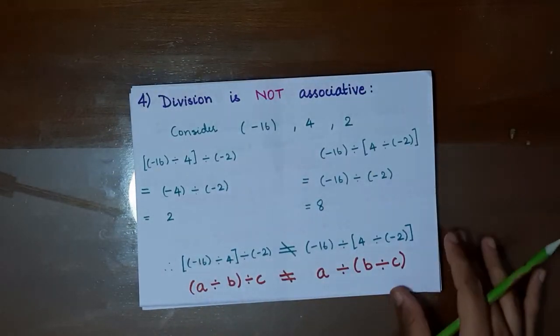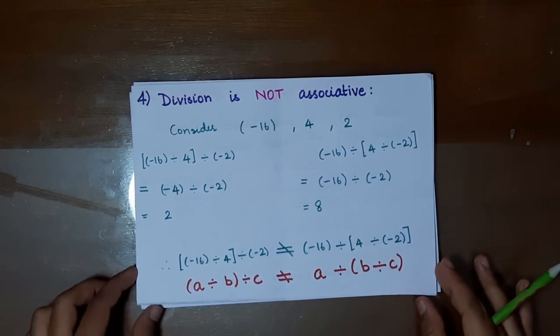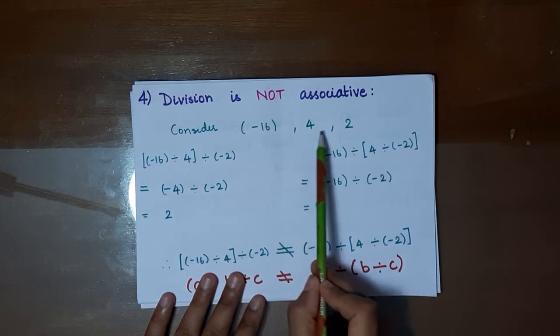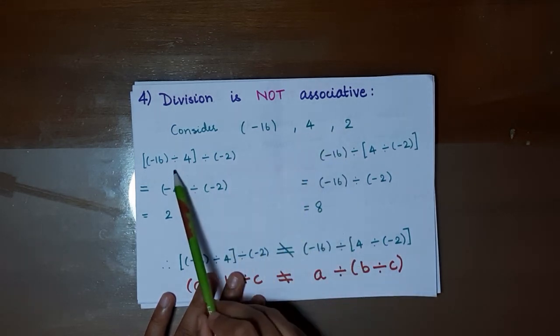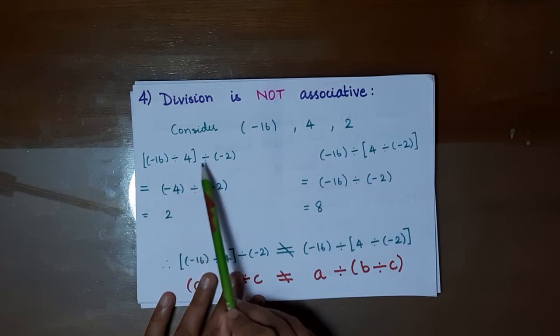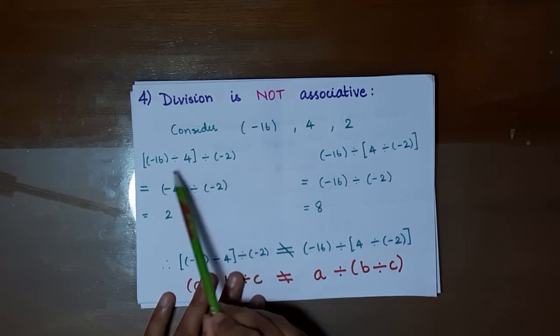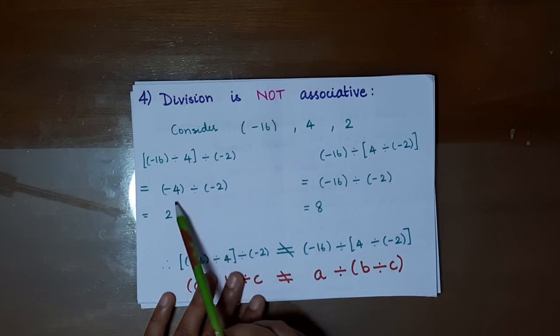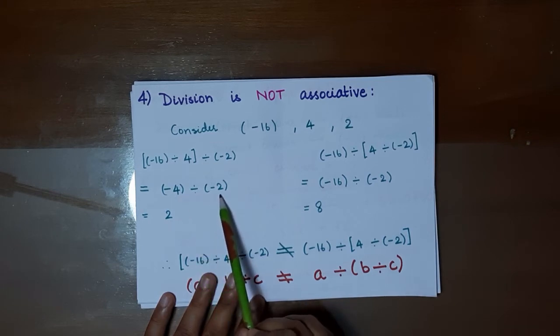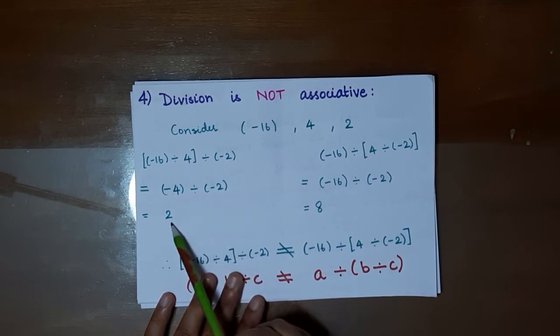Next, division is not associative. Consider three integers minus 16, 4 and 2. First, group the first two terms. Minus 16 divided by 4, divided by minus 2. Minus 16 divided by 4 is equal to minus 4, divided by minus 2. Minus 4 divided by minus 2 equals 2.